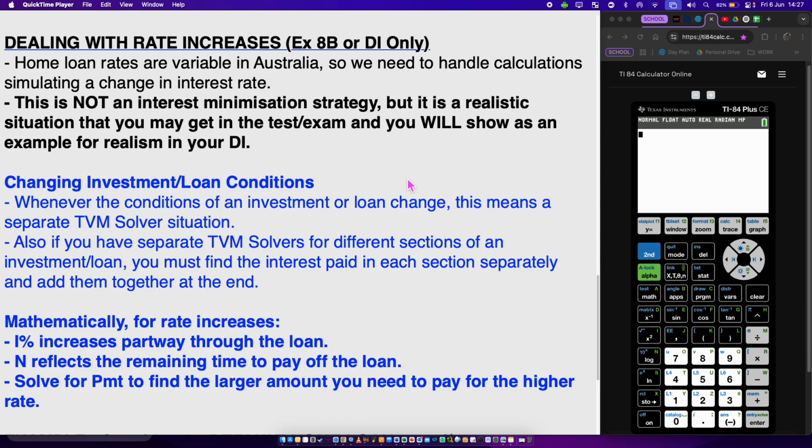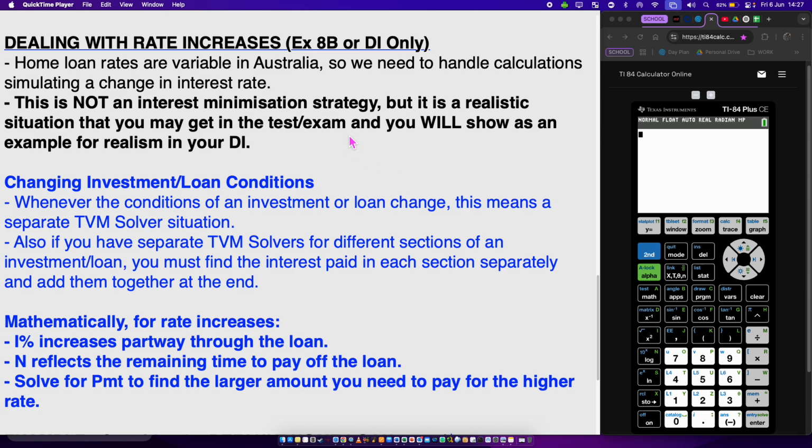America, where home loans are set for the whole 30 years. That'd be amazing if that was the case. In Australia, home loan rates are variable. They change all the time. So recently, in COVID, the home loan rates were tiny. When I bought my house, the home loan rate was like 1.9%, okay? Now they're like 6.